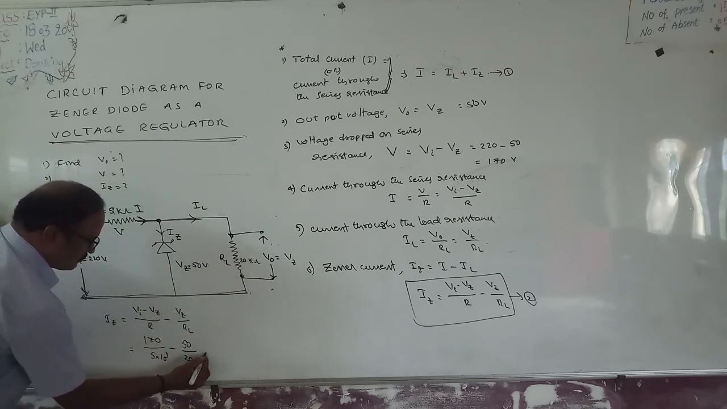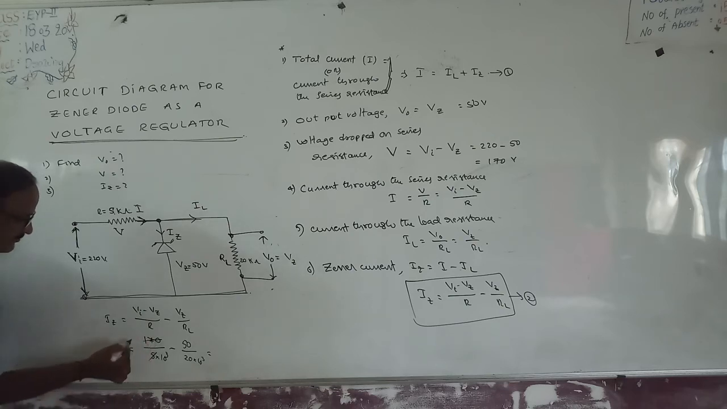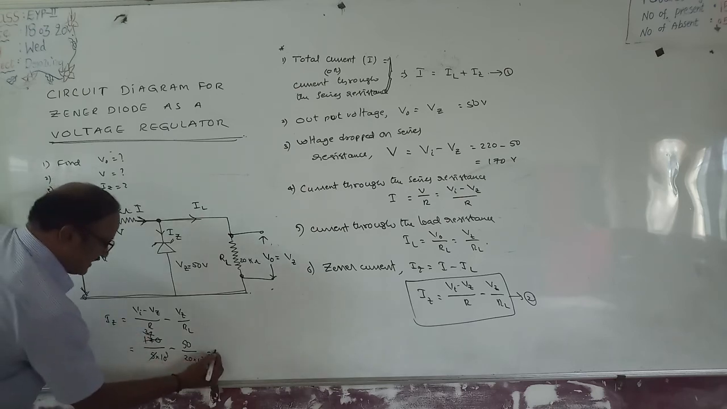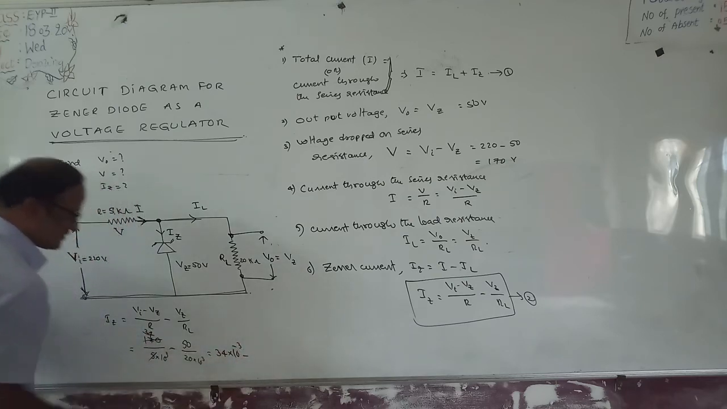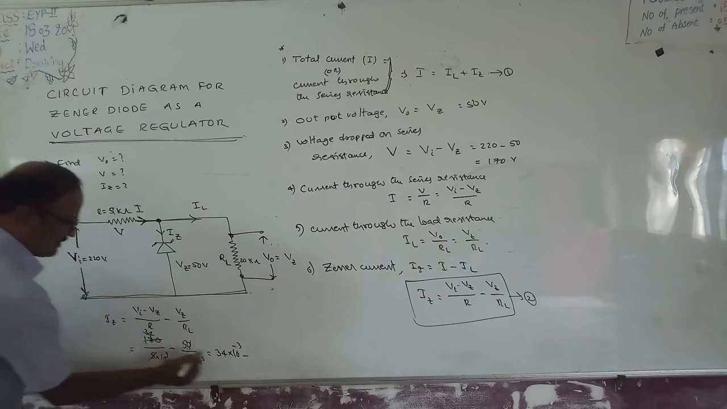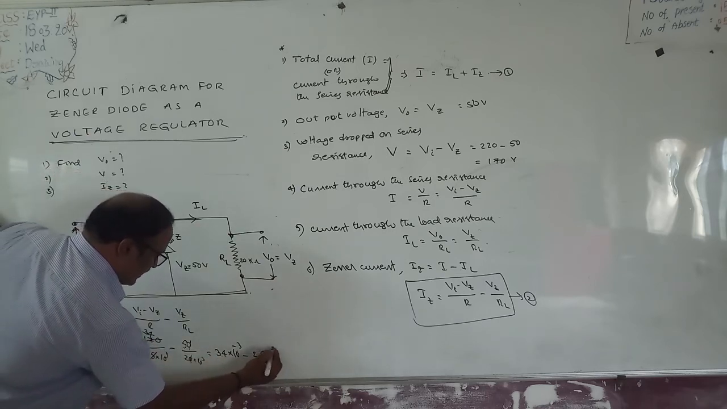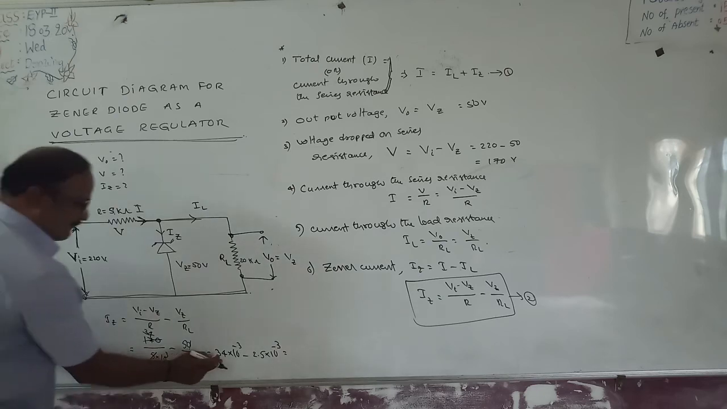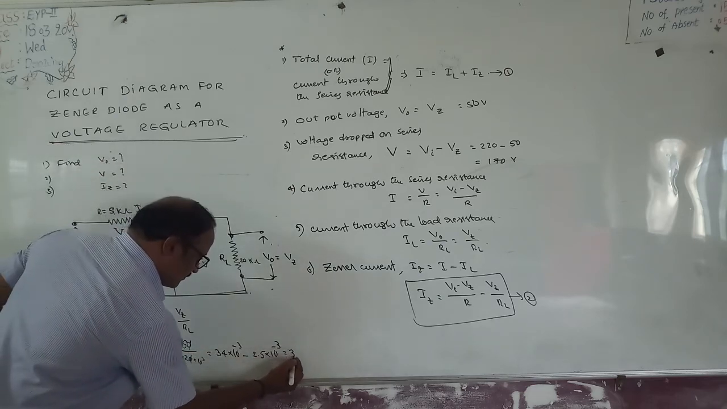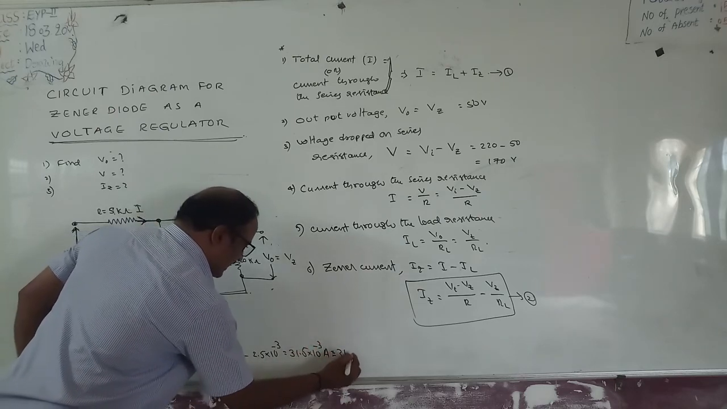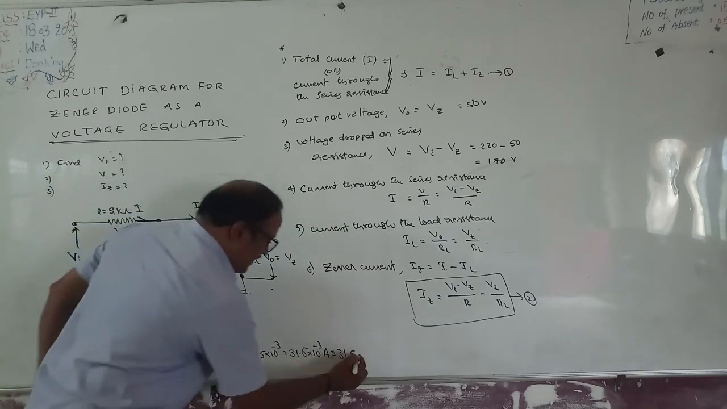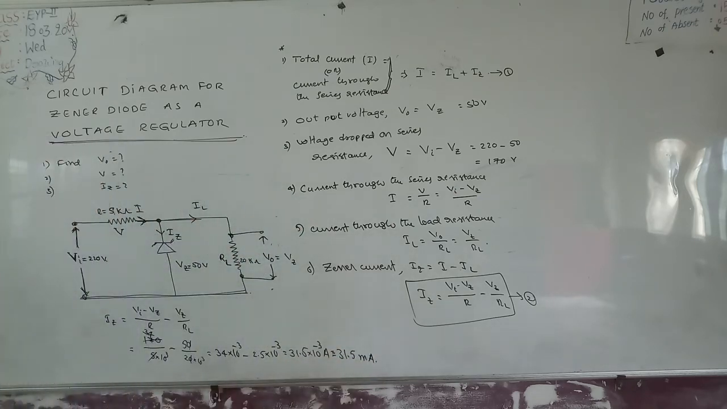That is 34 into 10 power minus 3, minus 2.5 into 10 power minus 3. Now 34 minus 2.5 is equivalent to 31.5 into 10 power minus 3 amperes. 10 power minus 3 means milli, so this is 31.5 milliamperes. So this is the formula for Zener current.